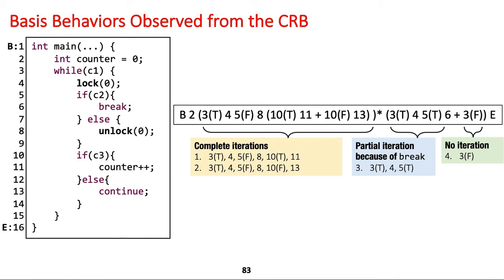Now let's look at the CRB for this example. You can see that we have the beginning, then statement 2, then we have a loop, and after the loop we have a partial iteration and then the end. Okay, so the last iteration is either a partial iteration or no iteration.